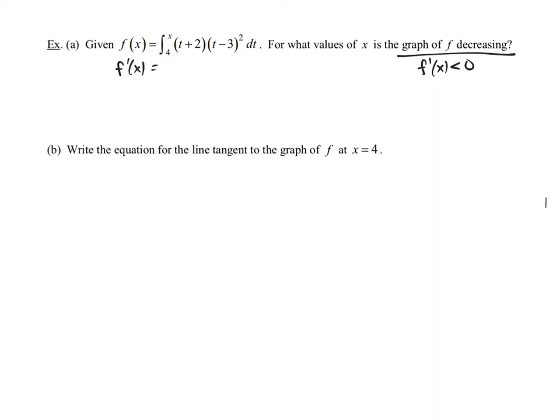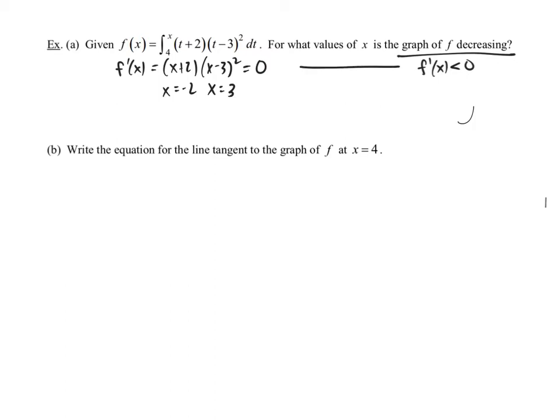And since f of x is defined as an integral, to find the derivative, I'm going to use the second fundamental theorem of calculus, which means to take these two t's right here and replace them with the upper bound x. And so this will be x plus 2 multiplied by x minus 3 squared, and then multiplied by the derivative of the upper bound, x, which in this case is just 1, and so I don't really need to write anything there. I'm going to find the critical points by setting this equal to 0, and that's going to give me x is equal to negative 2 and x is equal to positive 3.